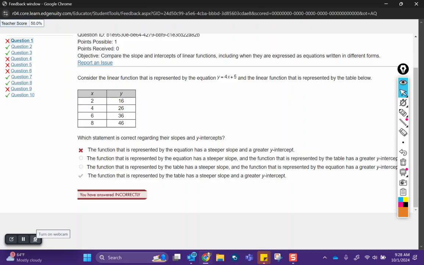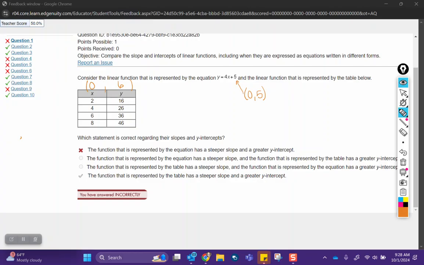It says, consider the linear function that's represented by the equation and the linear function represented by the table. Which statement is correct regarding their slopes and their intercepts? The first thing that sticks out to me is I don't actually know the y-intercept here, because the y-intercept happens when x is 0. If I work backwards, notice this table goes back by 2's, 2, 2, 2, and this goes back by 10. So if I continued that pattern, if I subtract 10 from here, I would get 6. The y-intercept of this function is 6, or the ordered pair (0, 6).